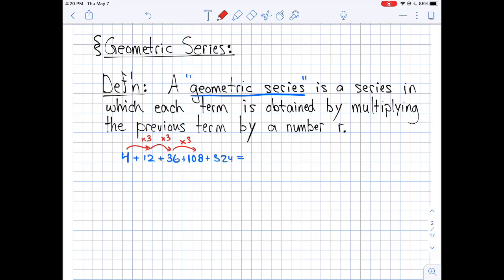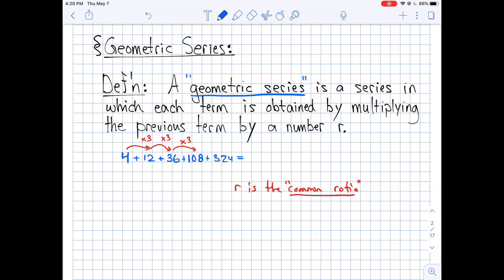And so actually, there's a very specific name for that ratio. If I look at the ratio between any two terms, that common ratio is r. So here we have r is the common ratio, and for this example, we have that r is equal to just positive 3.